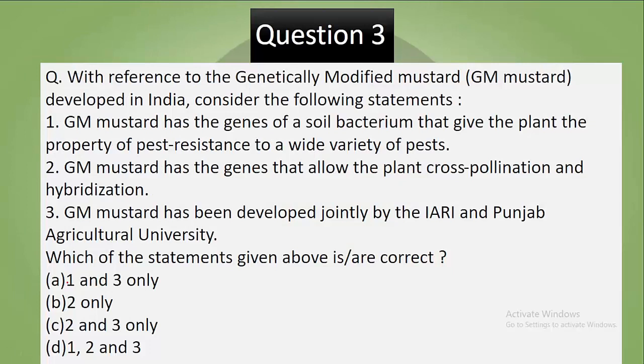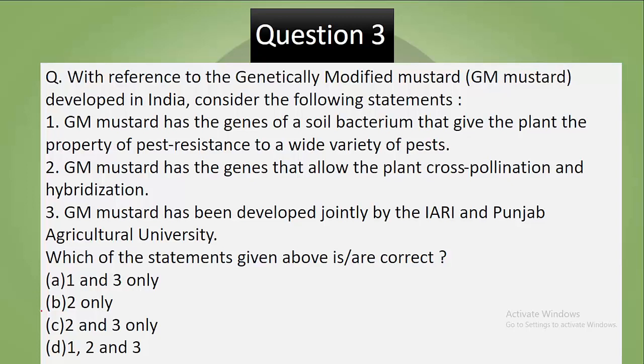Now question 3. With reference to genetically modified mustard developed in India, consider the following statements. 1st: GM mustard has the genes of a soil bacterium that give the plant the property of pest resistance to a wide variety of pests. 2nd: GM mustard has the genes that allow the plant cross-pollination and hybridization. 3rd: GM mustard has been developed jointly by IARI and Punjab Agriculture University. Which of the following statements are correct? You can pause the video, try to answer.